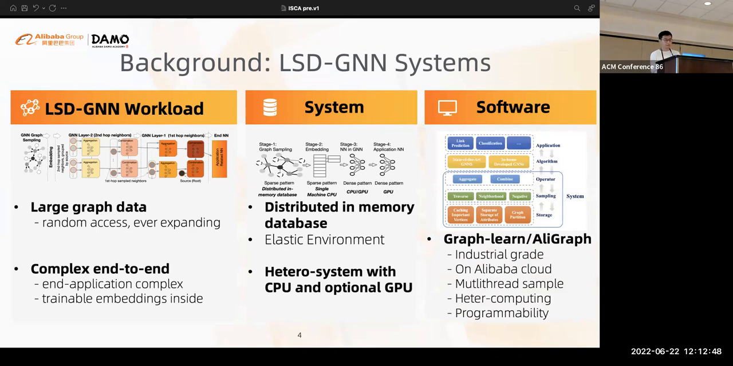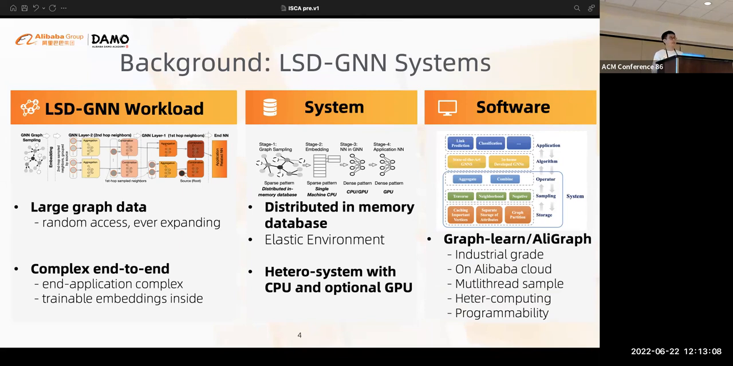So we in Alibaba also put in a lot of software effort, with highly optimized software for such applications. One of the most popular ones is Graph-Learn, aka AliGraph. It's an open source framework and can be accessible through Alibaba Cloud Service.